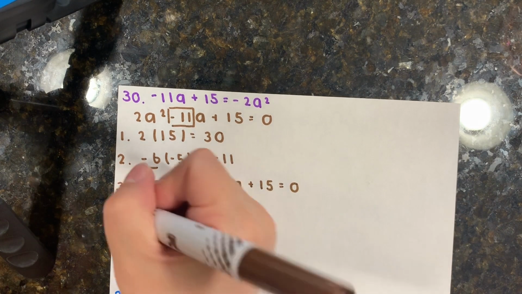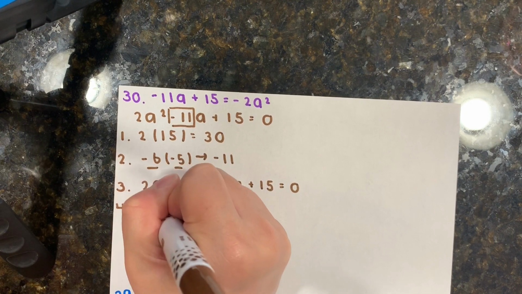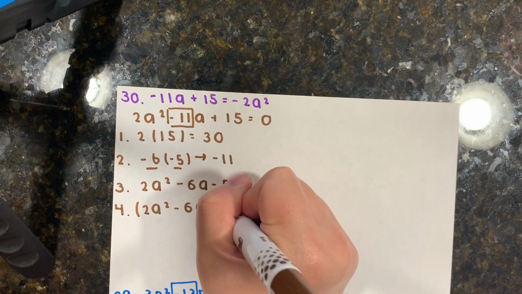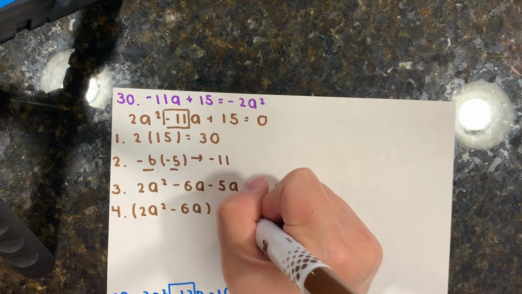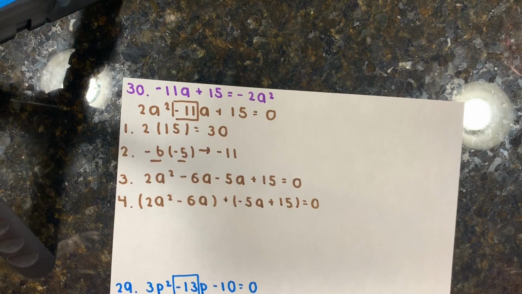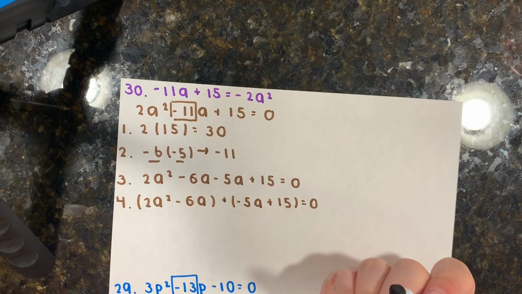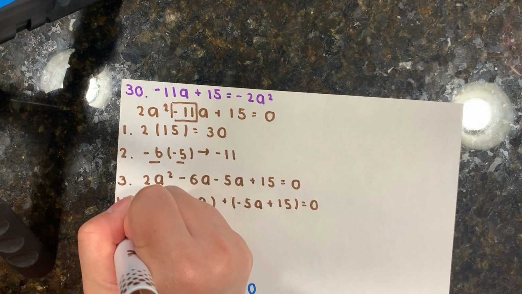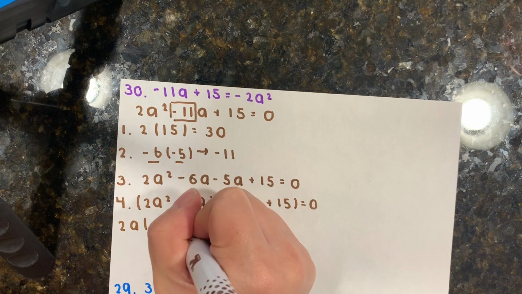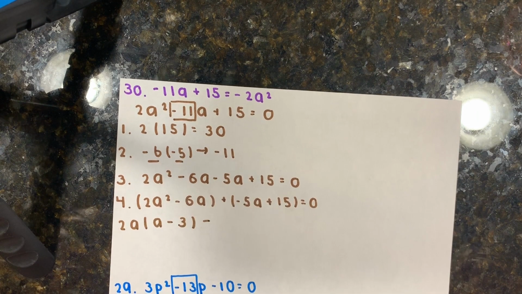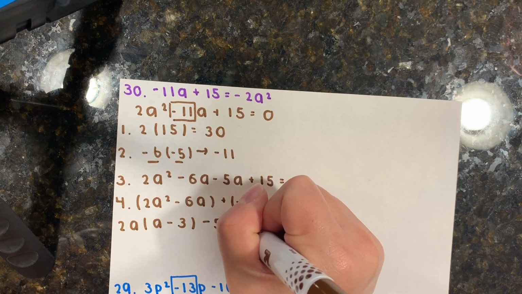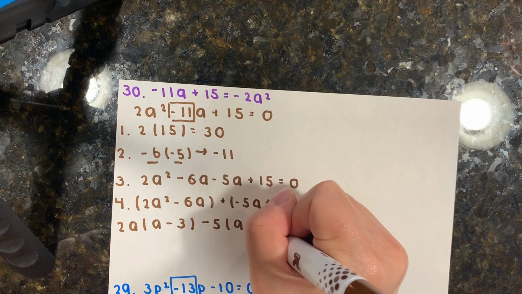You're going to separate those into two separate expressions. So I have 2a squared minus 6a in my first, and then negative 5a plus 15 in my second. Now what can I factor out of here? I can actually factor out a 2 and an a, leaving me with just an a in the first term and then a minus 3 in my second. Second one, I'm actually going to factor out a negative 5. So I'm left with a in the first expression and then negative 3 in the second.